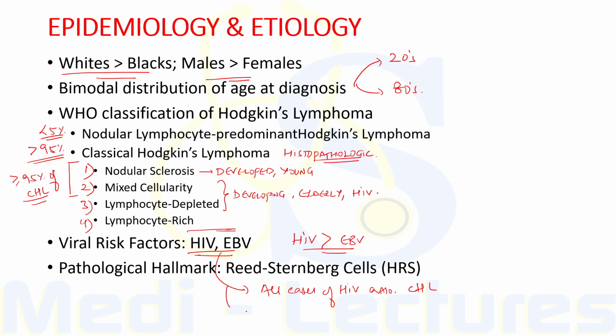On the other hand, Epstein-Barr virus positivity is seen only in 1/3 of the cases of non-HIV associated classical Hodgkin's lymphoma. So it will be present in all the HIV associated Hodgkin's lymphoma, but only in 1/3 of the cases of non-HIV associated classical Hodgkin's lymphoma. The pathological hallmark of this malignancy is Reed-Sternberg cells.